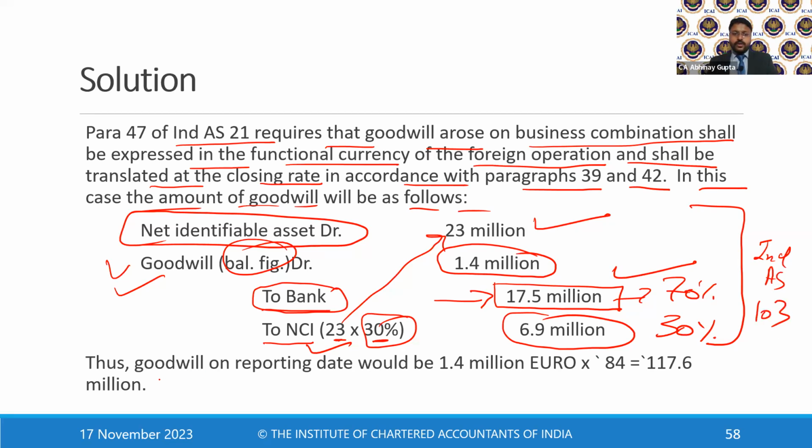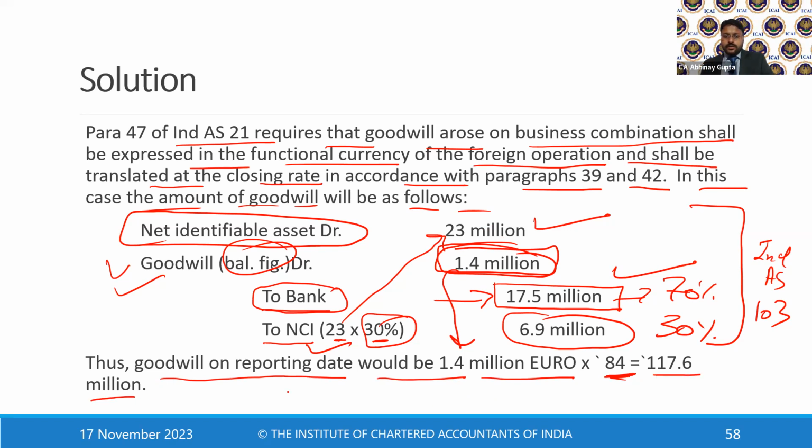Now, what Ind AS 21 requires? Goodwill on reporting date should be 1.4 million euros into my 84. So 1.4 million is the goodwill recognized initially on the acquisition date. Now this needs to be restated at 84. So this would be 117.6 million. How much? Rupees. So 84 rupees is the per euro rate as on the closing date on which the financial statements are being prepared. So it will be restated for that purpose.